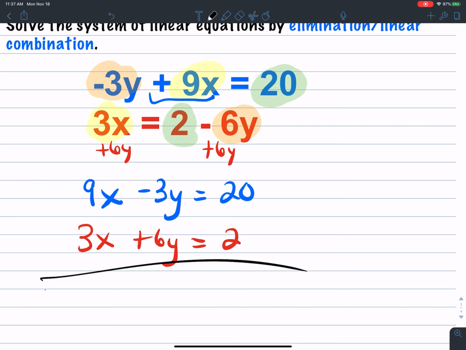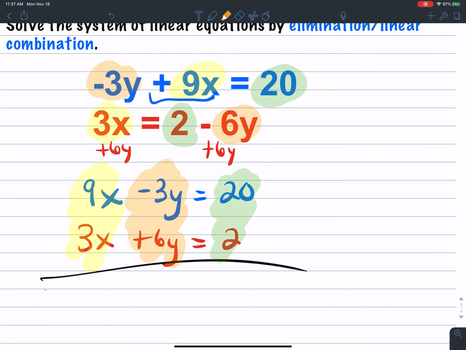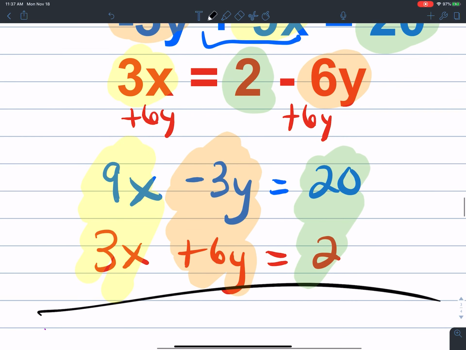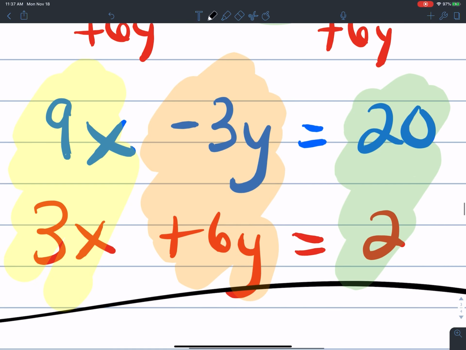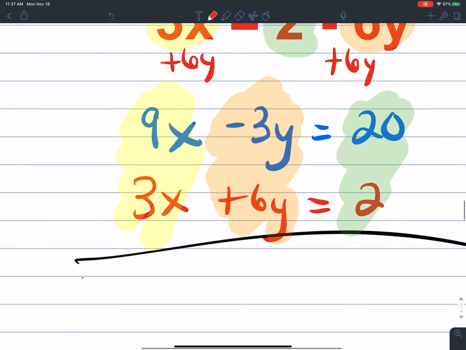Now here, once I have all the like terms, so see how the numbers are now on top of each other, the x's are now on top of each other, and the y's are now on top of each other. So I can ask myself, are any of these ready to be eliminated? None of them have the same or opposite coefficients. So I'm going to try to multiply one of them to eliminate. So I can notice here I could multiply the bottom one by 3 to get 3x to be a 9x, or I could multiply the top one by 2 to get negative 3y to be negative 6y. It doesn't matter which one we do. For the case of this video, I'm going to choose to multiply the second one by 3.